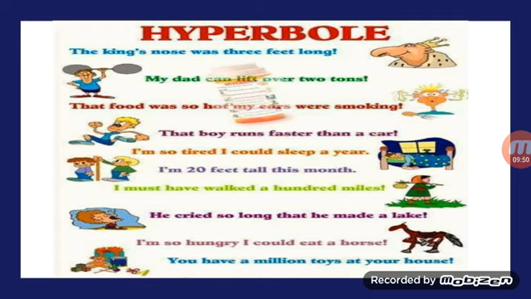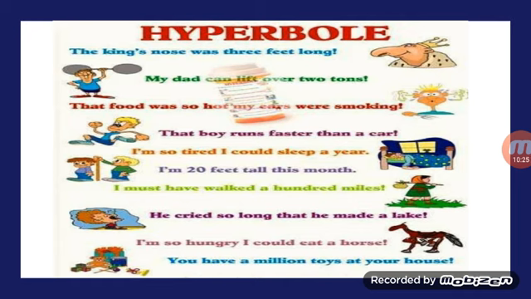Here are some interesting examples of hyperbole. Let me read one by one and explain them. So the first one is the king's nose was 3 feet long. It is not possible for a person to have a nose that is 3 feet long. So the same exaggeration and humor is used here to express the idea, and similarly the picture is also showing the same idea. My dad can lift over 2 tons. How can a person lift 2 tons? So the same idea is used here also.